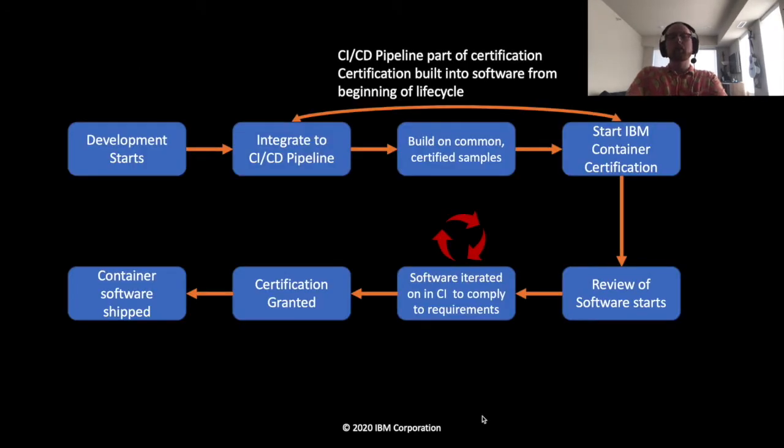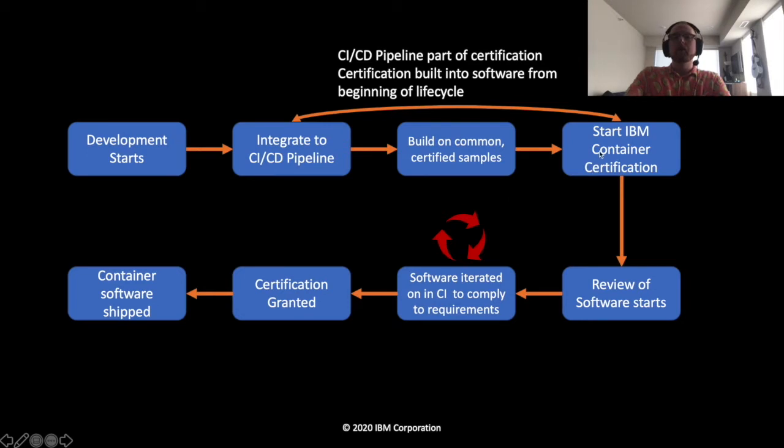Alright, so let's look at a picture to go over this. So a content team is going to start development on their cloud native offering. One of the first things that they're going to do is integrate to our continuous integration and continuous delivery pipeline. For those that aren't familiar with the term, that's CI/CD, and we're going to refer to it as that for the rest of this. Then they're going to build on common certified samples and components. So we have a bank of certified components that are for use by product teams coming through. It quickens development time and it ensures commonality and certification throughout the development lifecycle.